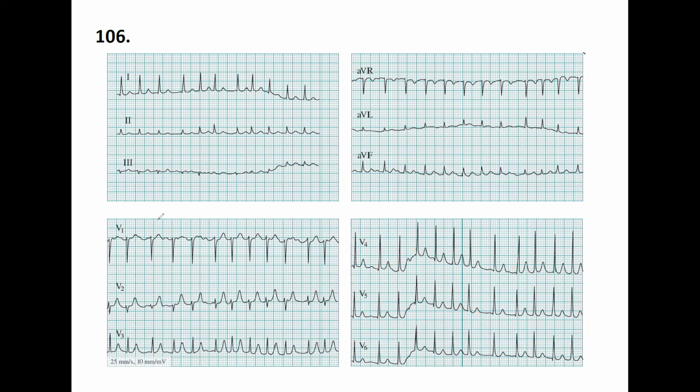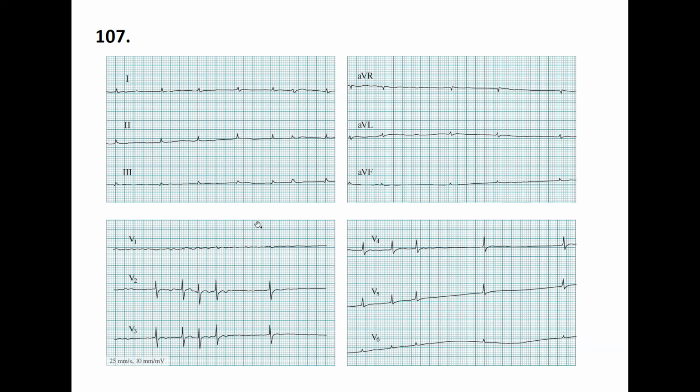All right, let's see number 107. Now that's an atrial fibrillation, because it's completely arrhythmic. Sometimes you can see the undulating baseline. The rate is very fast, more than 300. So that's atrial fibrillation.